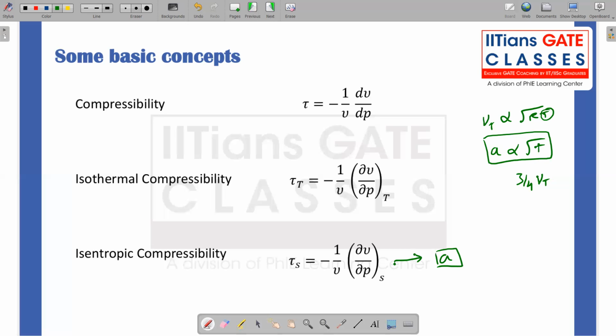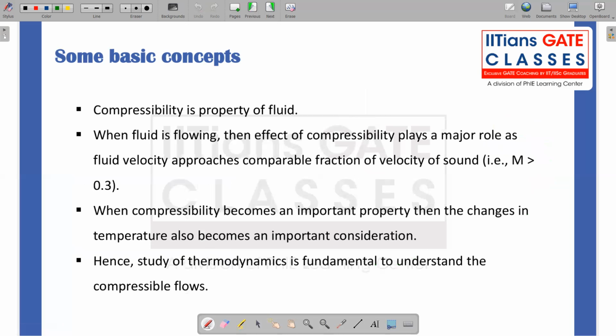As I already said, compressibility is a property of a fluid, just like other properties such as pressure, temperature or density. It depends on the fluid: for water it is different, for air it is different, and for other gases it might be different. So compressibility is a property of the fluid.